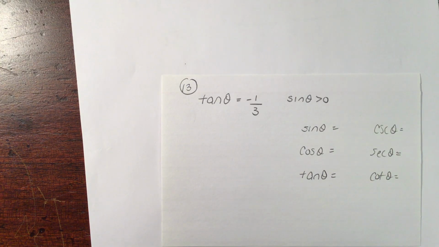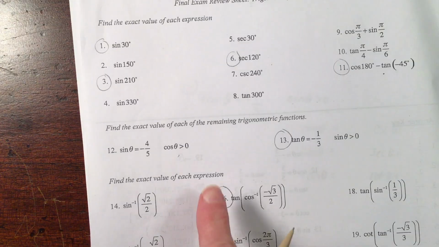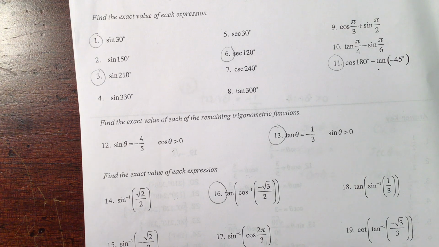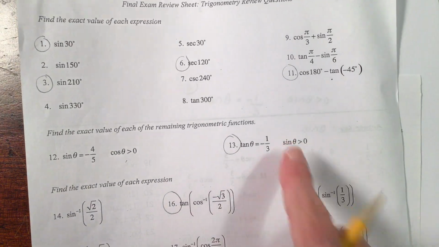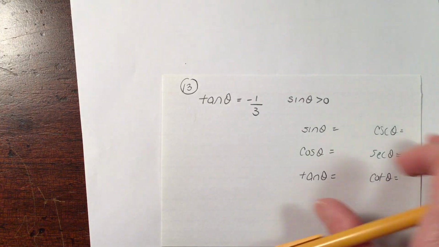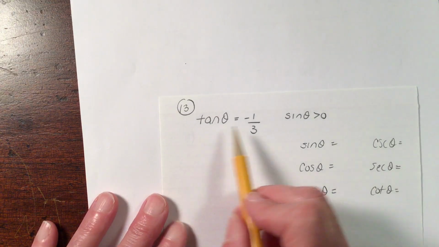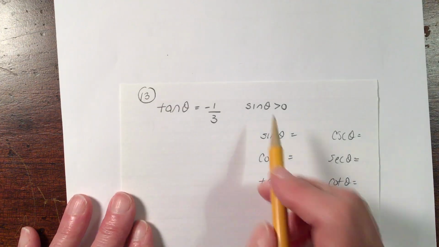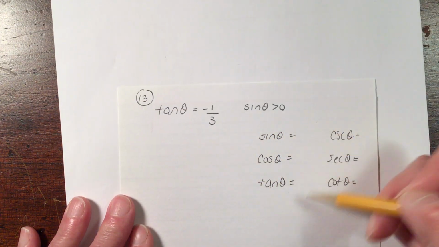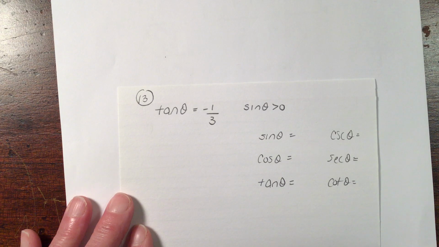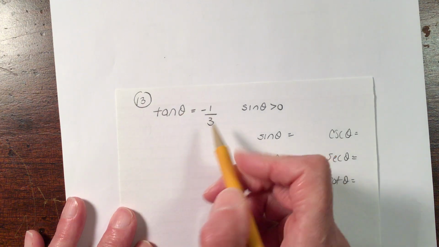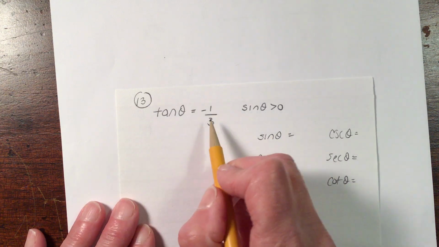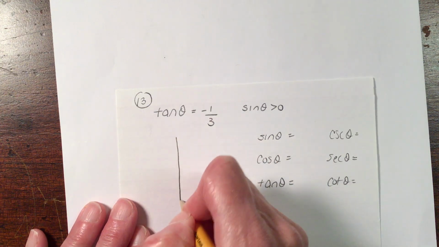Moving on to the next section. The next section of problems is asking us to find the exact value of each of the remaining trig functions. Here I'm going to take a look at number 13. If I'm given that the tan of theta equals -1/3 and the sine of theta is greater than 0, I want to set up the function values. Since I don't know the value of the angle, I need to build my own triangle. So first I have to figure out what quadrant to put it in.